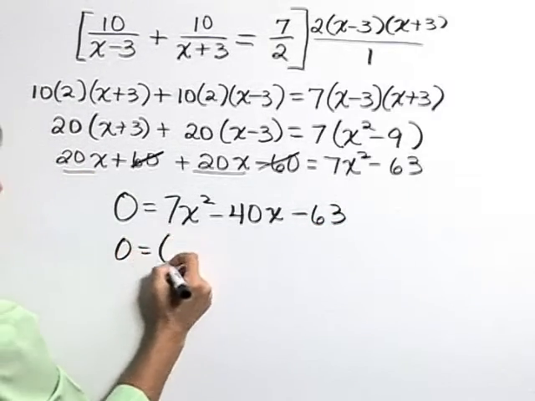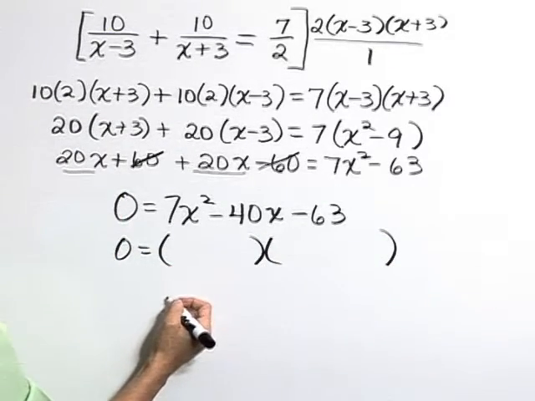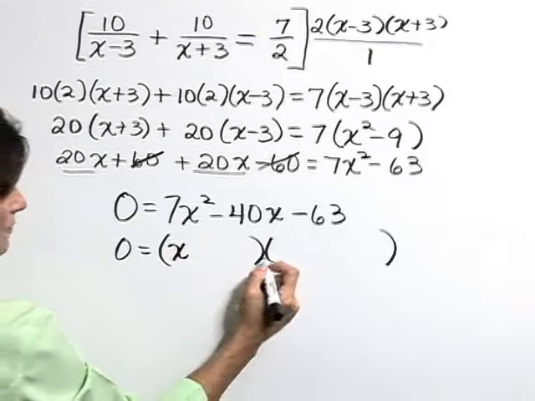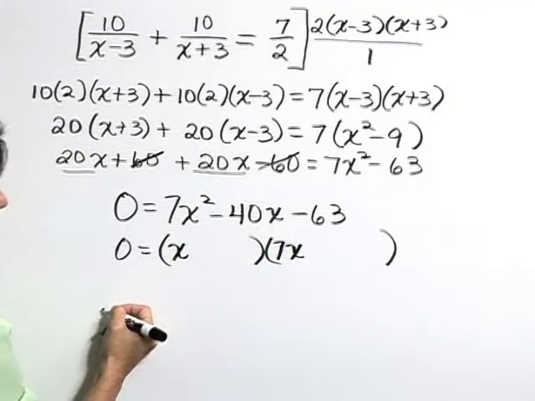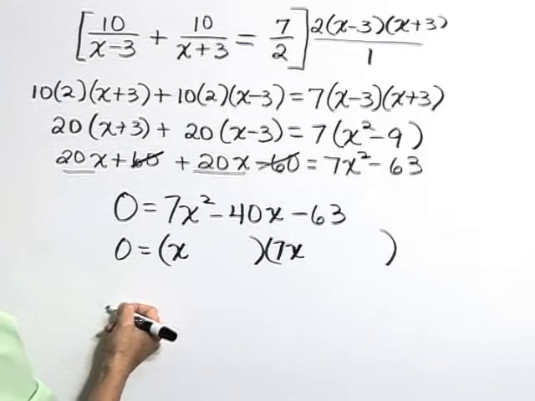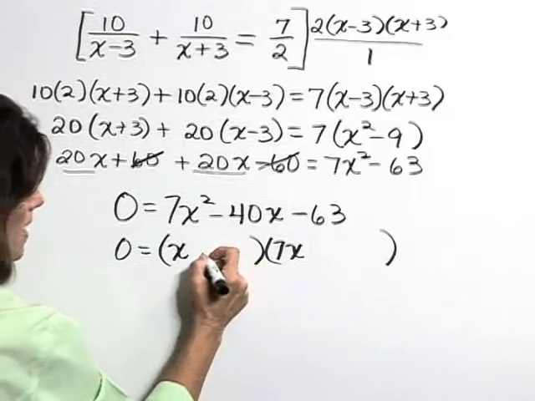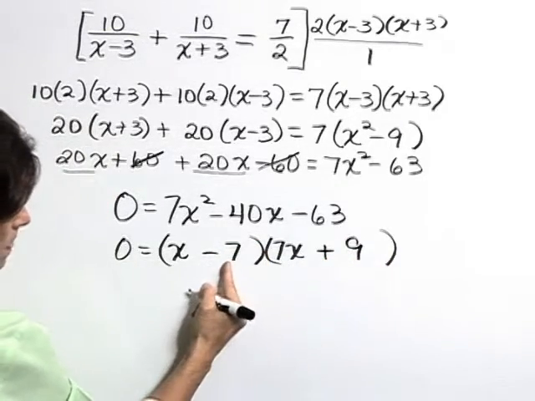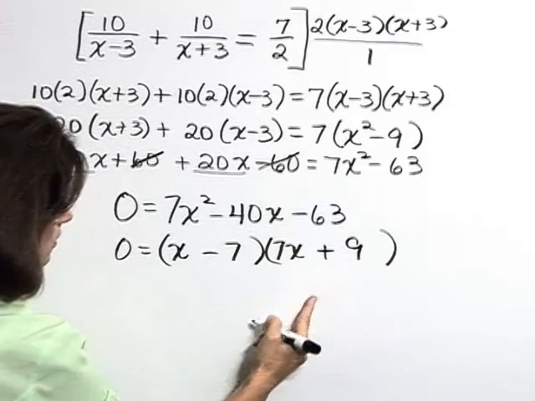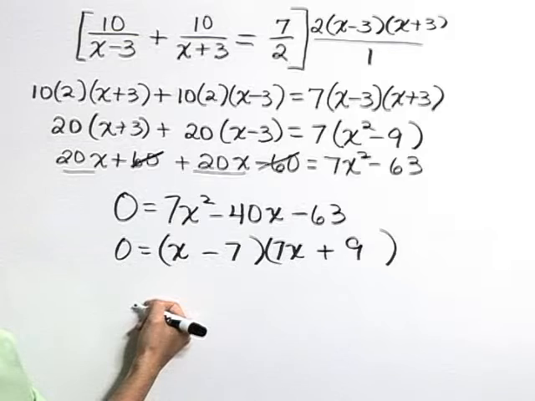Let's solve this by factoring. If it factors, it's going to factor as the product of binomials, where our leading terms have to be x and 7x to give a product of 7x squared. Factors of negative 63 that are going to work in here are a minus 7 and a plus 9. Let's check. Negative 49x plus 9x does result in negative 40x, so that's good.